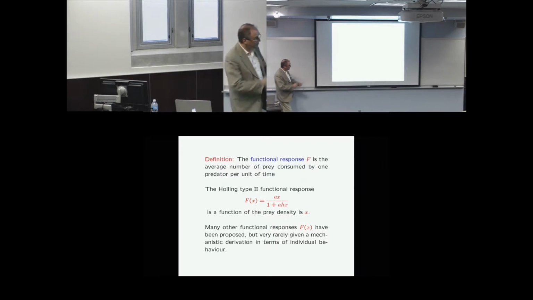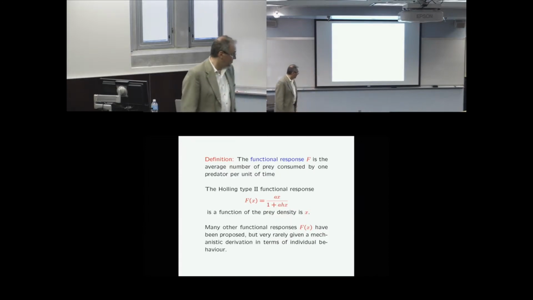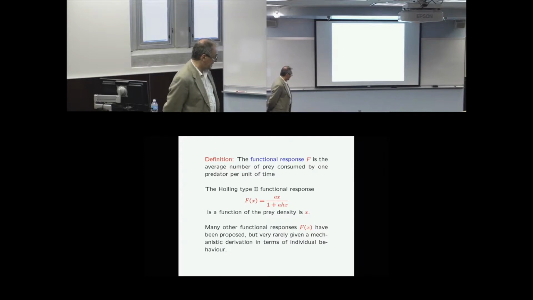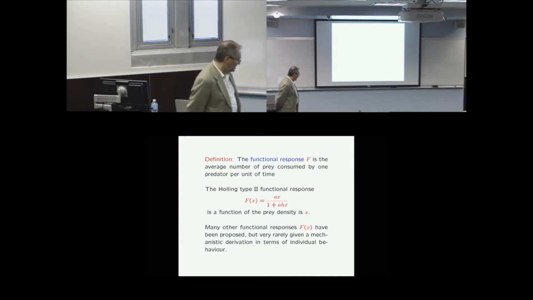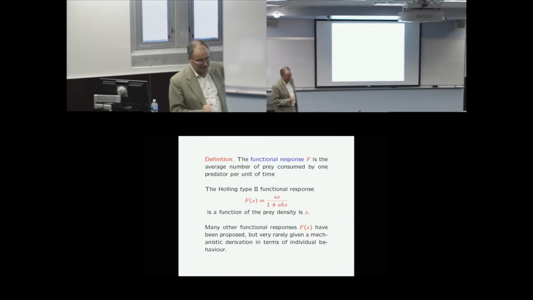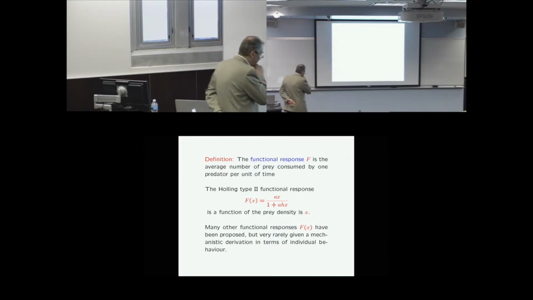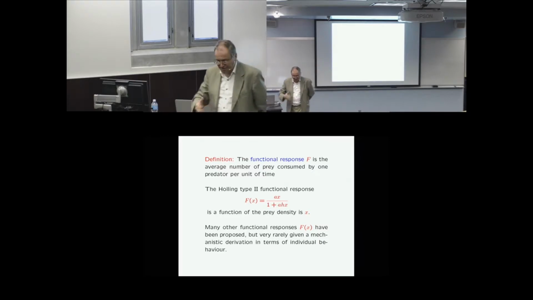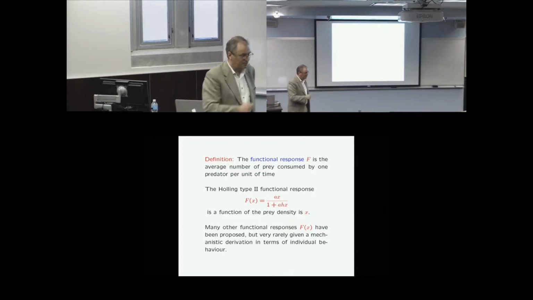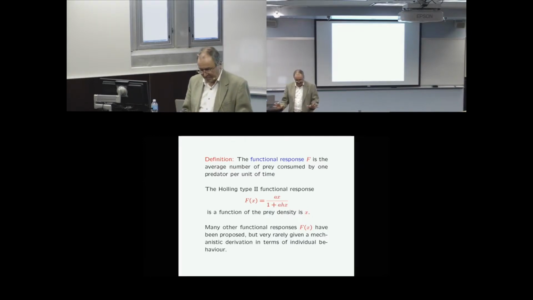So the functional response is by definition the average number of prey consumed by one predator per unit of time. And I already mentioned the Holling type 2 functional response, which here is the formula for it, where X is the prey density, H is the handling time. I will return to this later, and A is the attack rate, so the rate at which a searching predator is attacking prey individuals. And then, as I already mentioned, there have been a lot of other kinds of functional responses related to this one. Generalizations have been proposed, but very, very rarely have they been given this mechanistic underpinning, so derivation in terms of individual behavior.